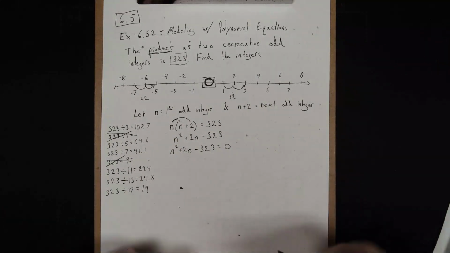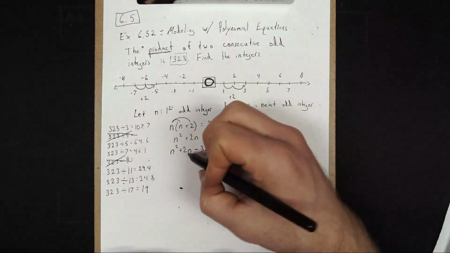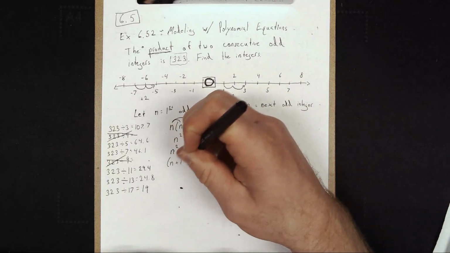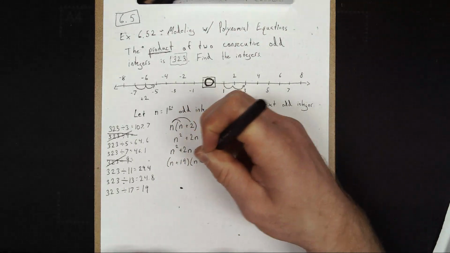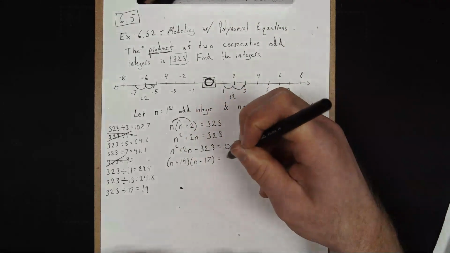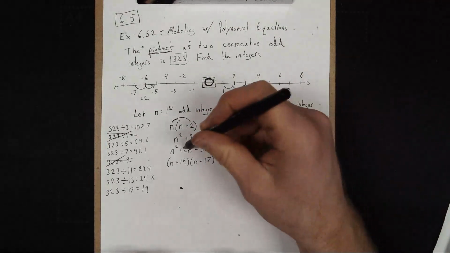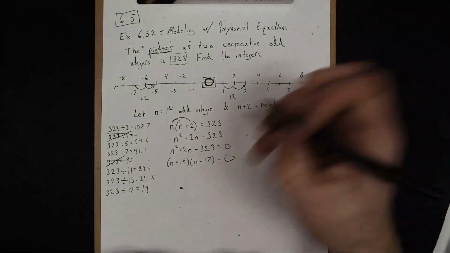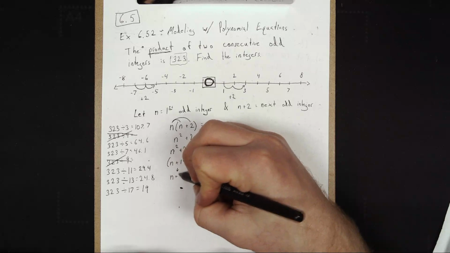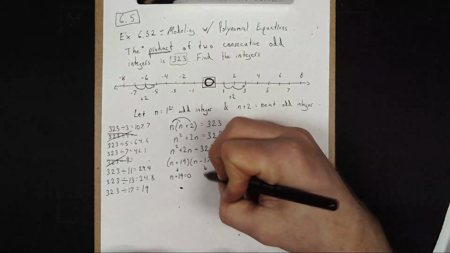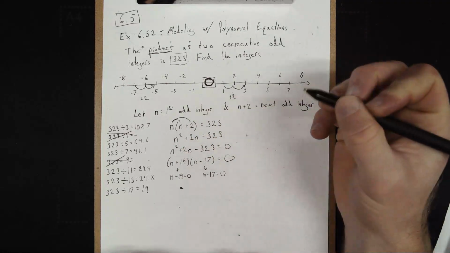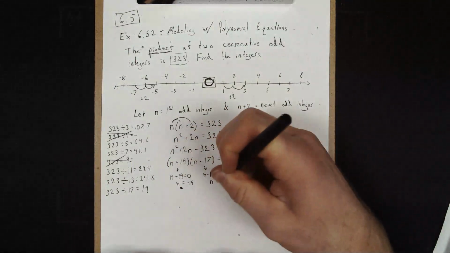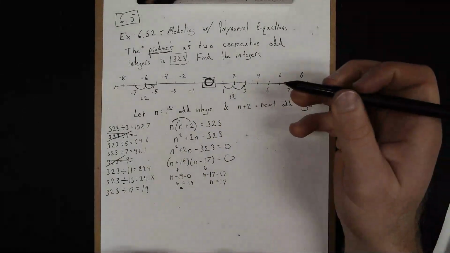Okay. So, since we need 2n left over, I know my bigger number is going to be positive for my factoring, because if you add these together, you get 2. If you multiply them, you get negative 323. So now, n plus 19 equals 0 and n minus 17 is equal to 0. We solve. n is equal to negative 19. n is equal to positive 17. Are we done?